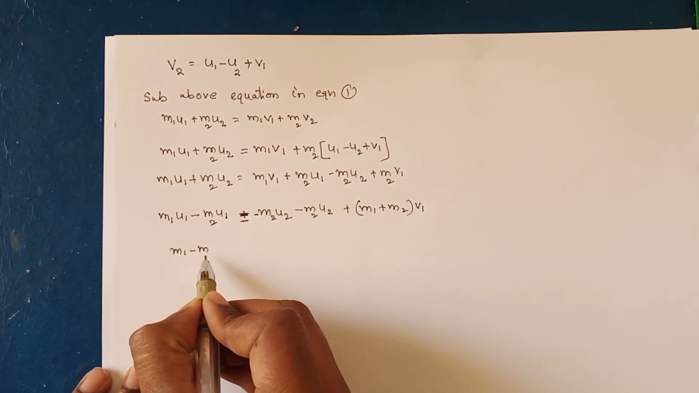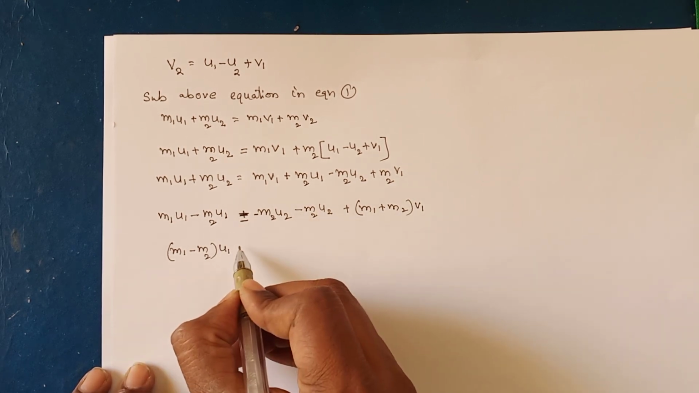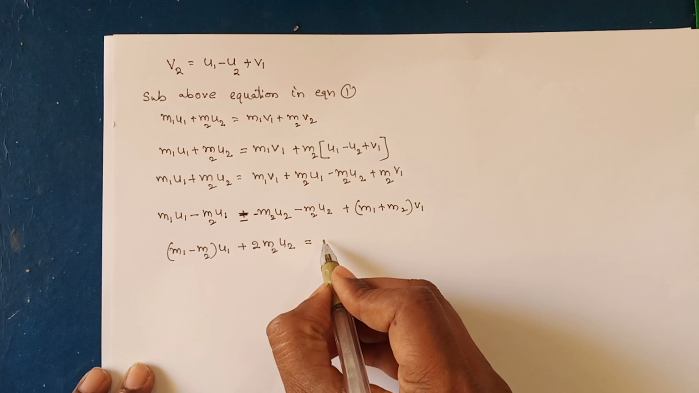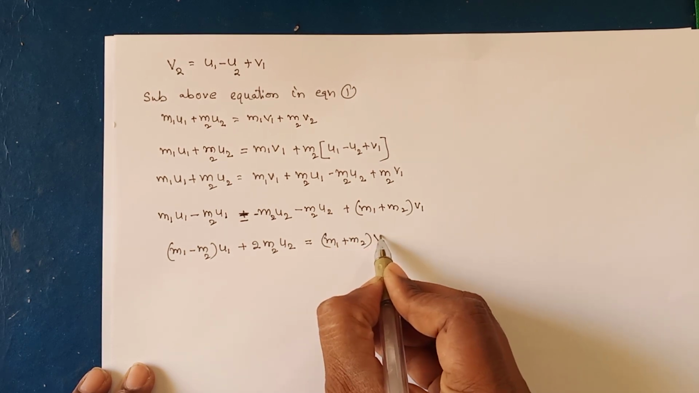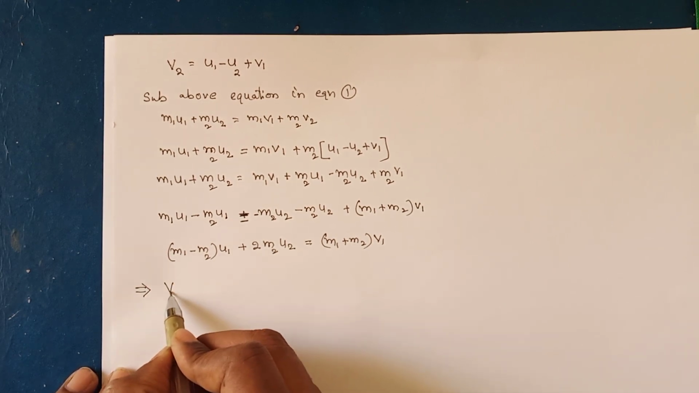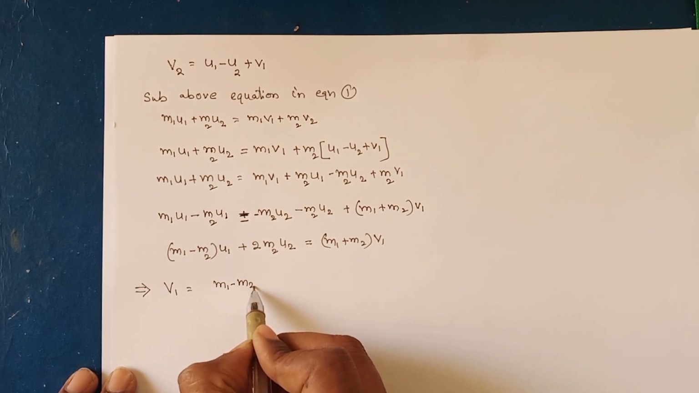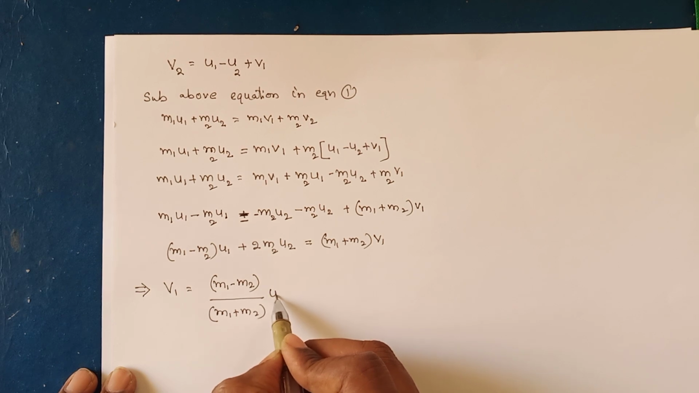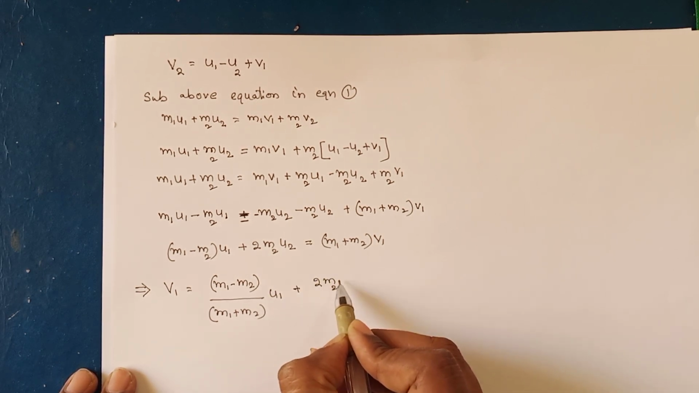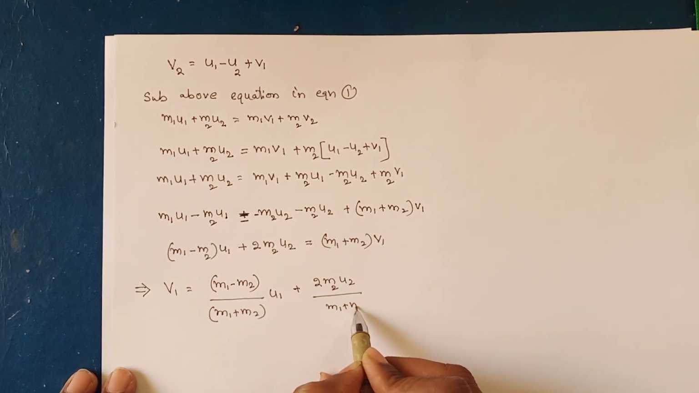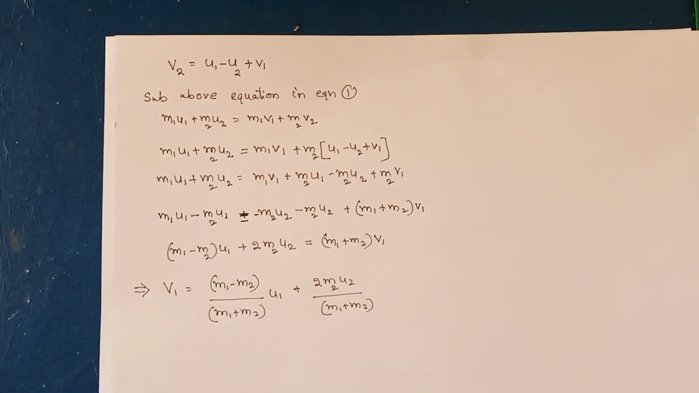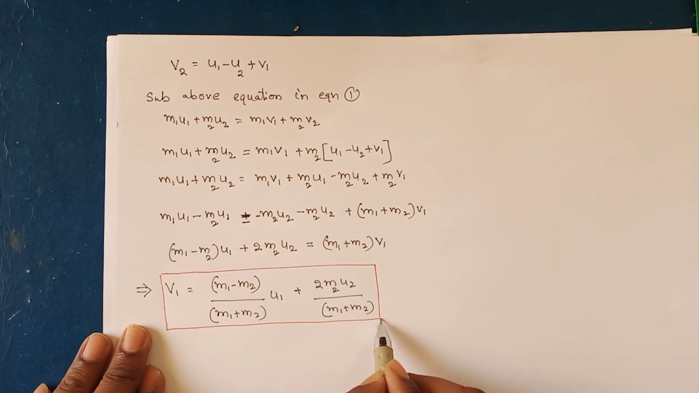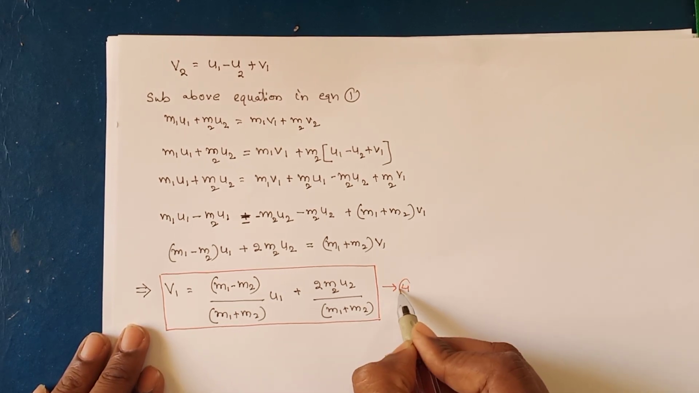So m1 minus m2 into u1 plus 2 m2 u2 is equal to m1 plus m2 into v1. From this I would write v1 is equal to m1 minus m2 by m1 plus m2 into u1 plus 2 m2 u2 by m1 plus m2. This is the final velocity of the first body after collision. You can write this as expression 4.